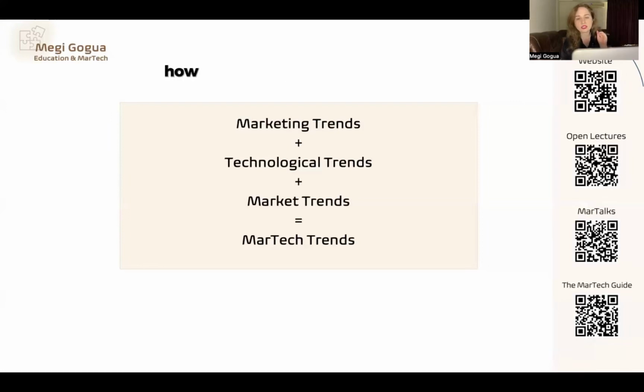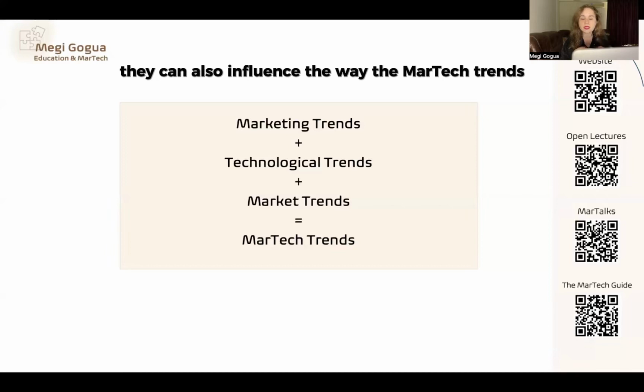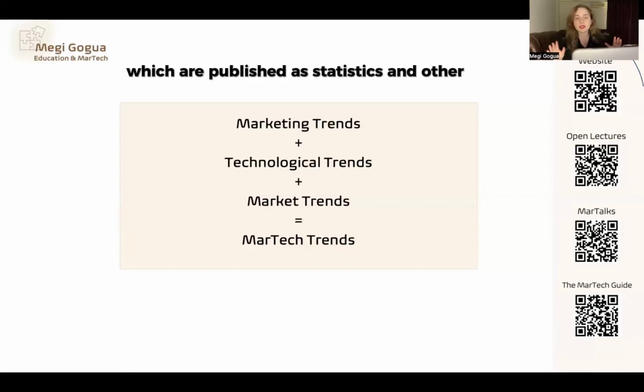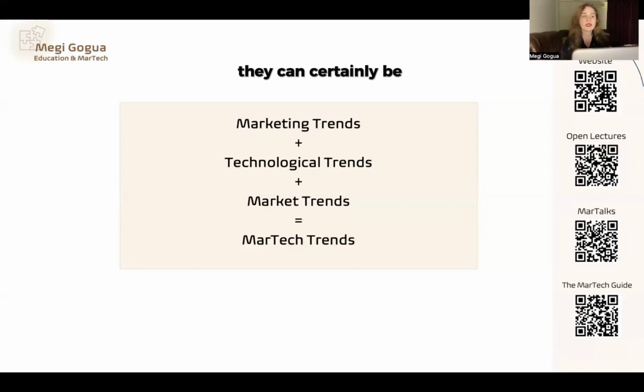These three, and the market trends, by the way, can also be characterized by the legal aspects: the way how restricted the MarTech tools can be in your particular market. With the GDPR, for example, with other cyber acts which can exist in different markets and different industries, they can also influence the way the MarTech trends, which are published as statistics and some other things, can certainly be influenced by these three parameters. And the market trend characteristic is actually a very, very important one in this sense.